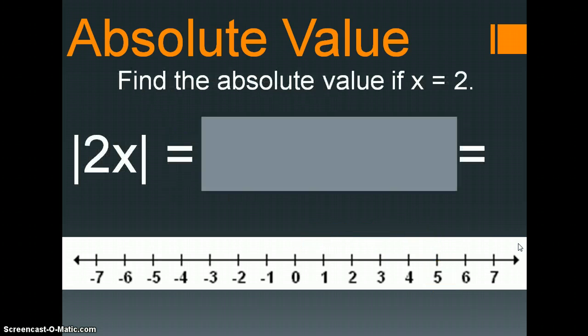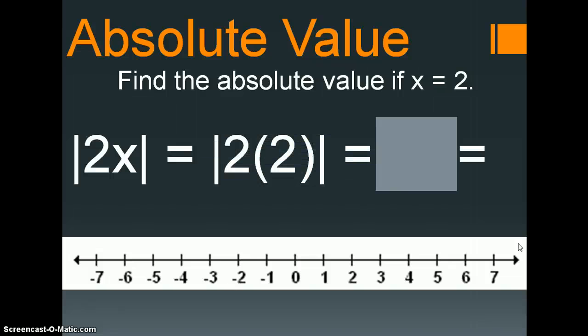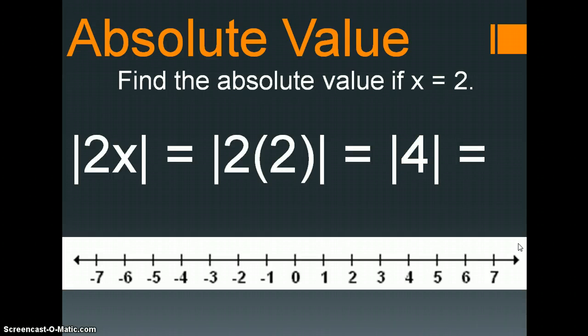Alright, let's try it with a little bit of an operation. So find the absolute value of 2x if x equals 2. So the first thing we're going to do is put in 2 for x. So 2 times 2, we do what's on the inside of the bars first, kind of like parentheses. So 2 times 2 is 4, and then we find the absolute value of 4. So if we start at 4, count how many spaces it is to 0. 1, 2, 3, 4. So our answer is a +4.